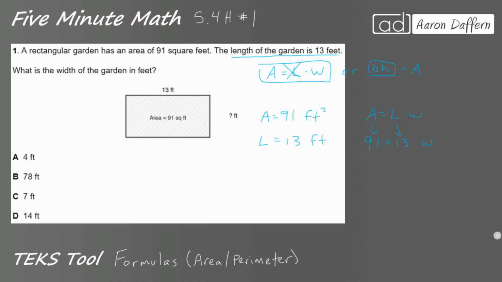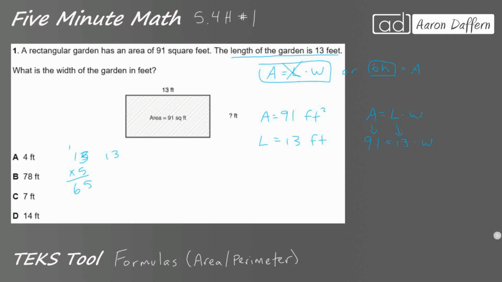So I've got a few options here. I need to think of something times 13 that makes 91. I don't know my 13s, so we could do division. We could use repeated subtraction, or we could just guess and check, multiplying different numbers. So let's try 13 times 5. That's going to be 65, so that's not enough.